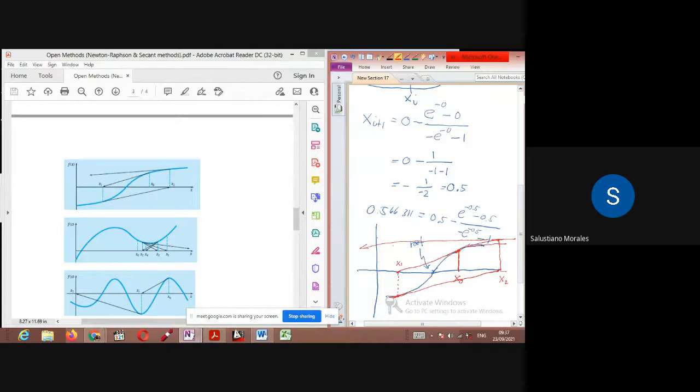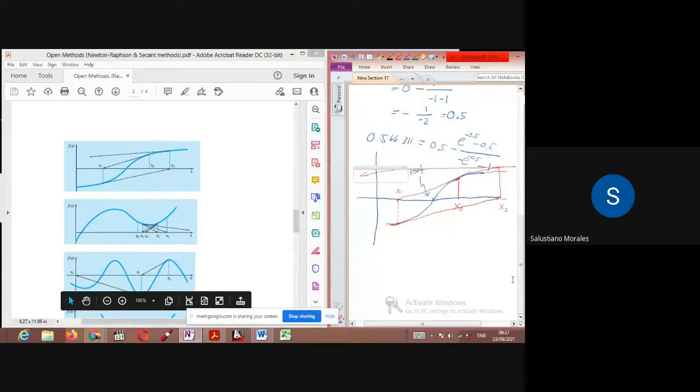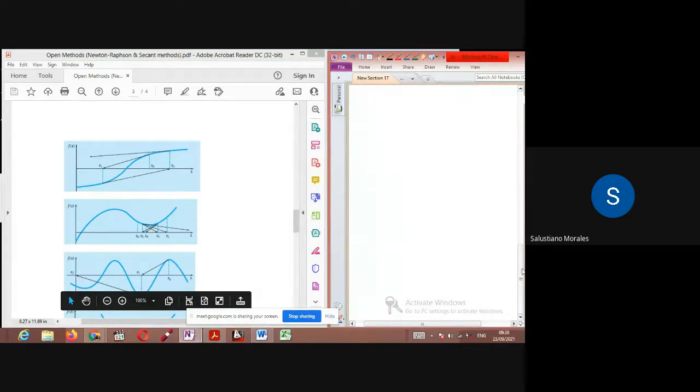So that is an example now for the first case, that the root is within the vicinity of the inflection point. Then another illustration here is where the root or the initial guess is near zero slope, or f prime of x is equal to 0.